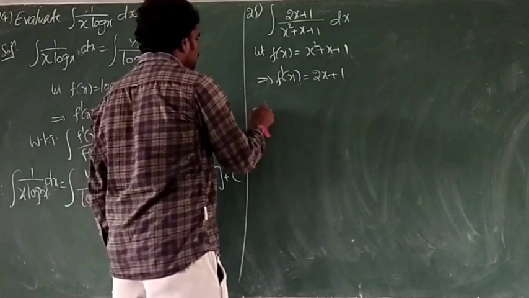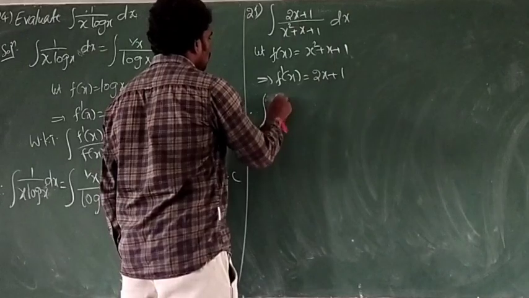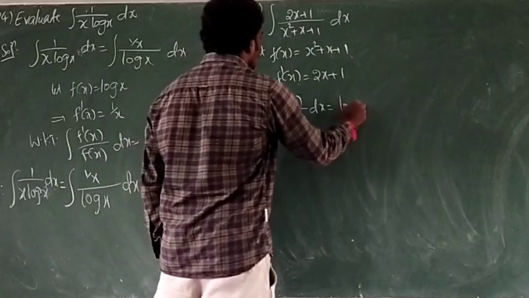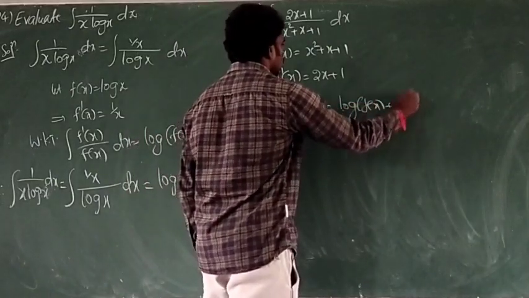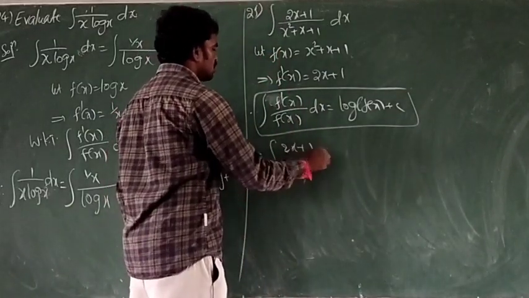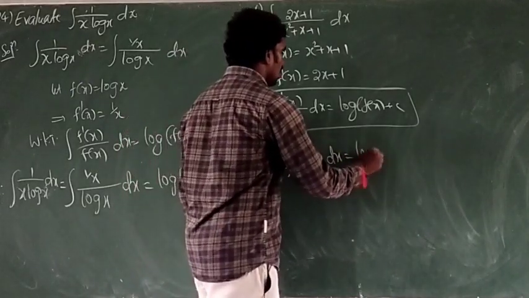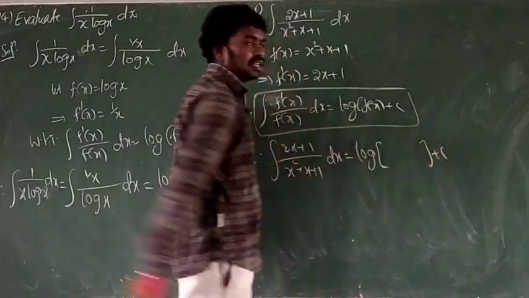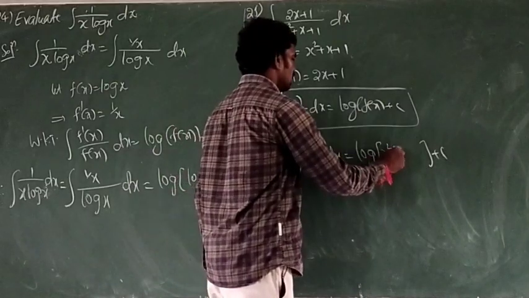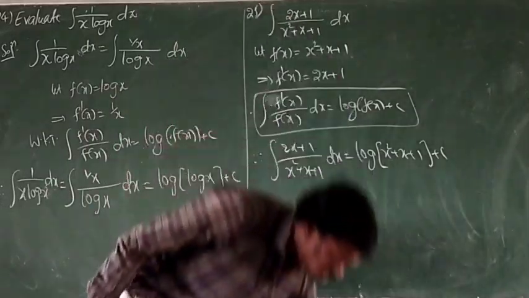So therefore, what is the formula? The integral of f dash of x by f of x is log of f of x plus c. Actually this is the formula. So based on this formula, the integral of 2x plus 1 by x square plus x plus 1 dx is equal to log of the denominator, because the denominator is the function. What is the denominator? x square plus x plus 1. That's it. This is the answer. Yes. Next.